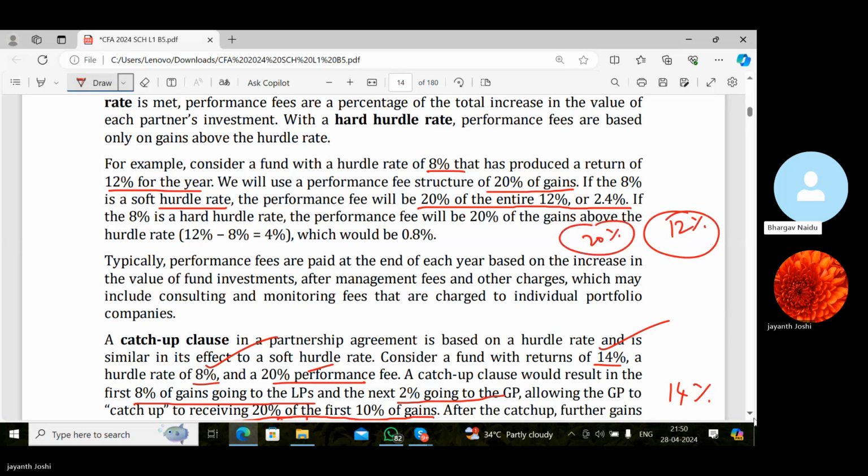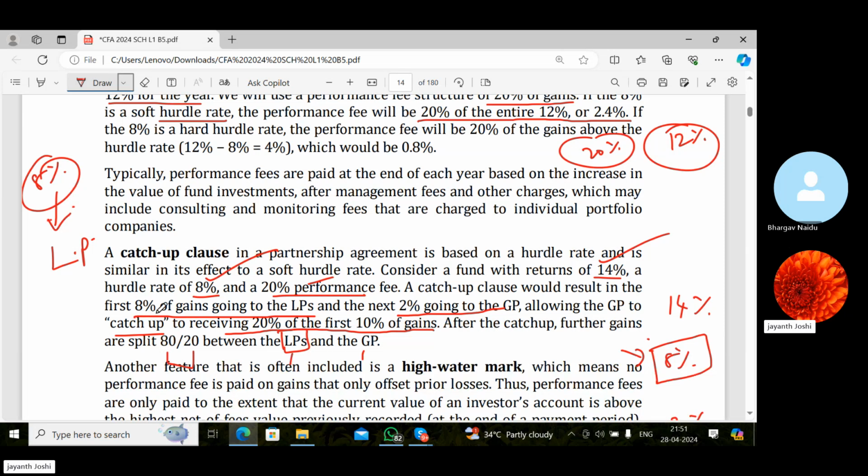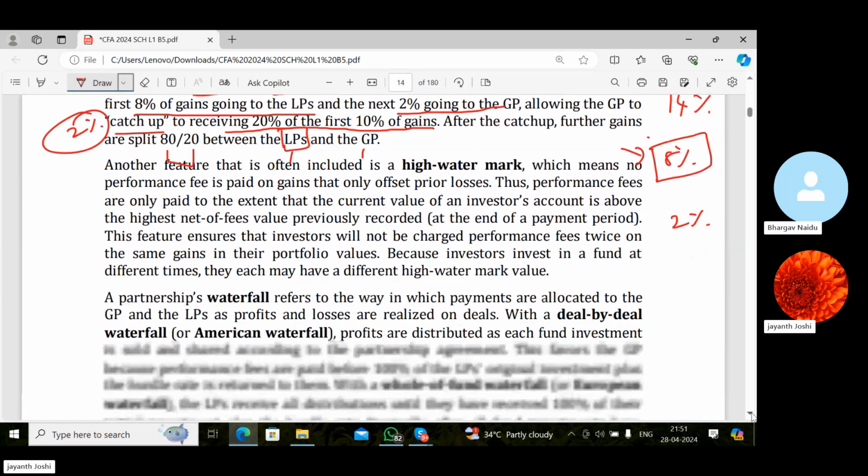In that catch-up clause, the 8% gains go... See, these gains belong to whom? Limited partners. Yes, sir. And then the fund manager is the one who should get the performance fee, right? Yes. So the first 8% is going to LPs and the next 2% is going to the general partner. Yes, I understood. And then receiving 20% of the first 10% of gains. That means 20% on 10%.